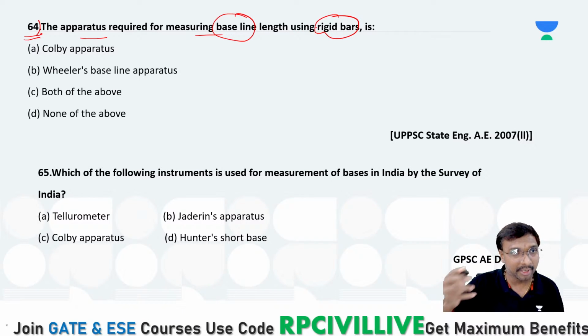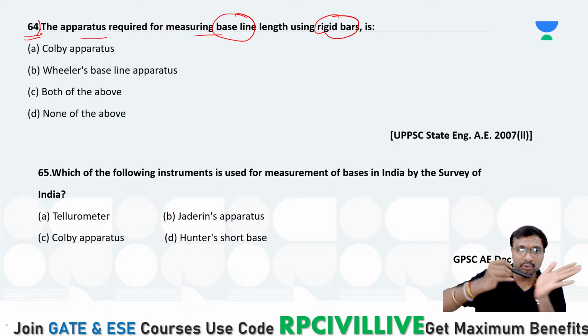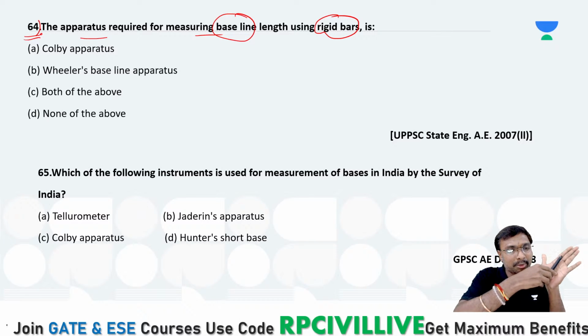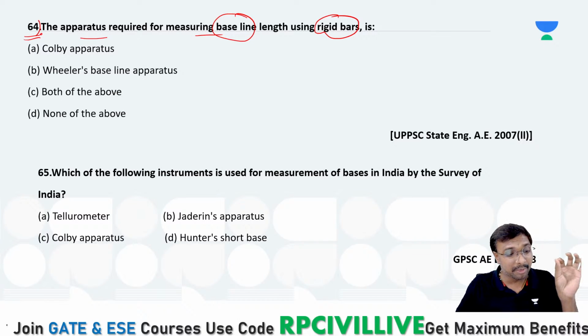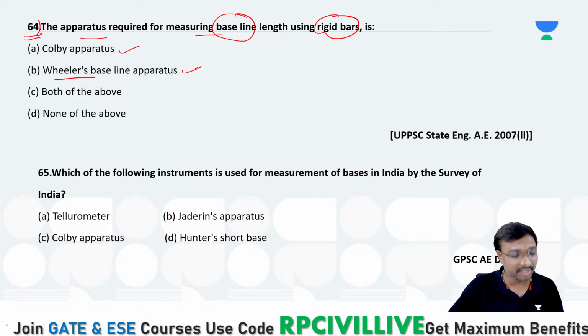What is that? We will be having some rigid bar. Using the rigid bar, we will be measuring, right? This is your baseline, let us say. So first we will be measuring like this, like this, like this, because that rigid bar is always straight enough. So we'll be using this Colby apparatus or Wheeler's baseline apparatus, right? Don't worry. Tomorrow I'll be giving the instrument pictures, okay?